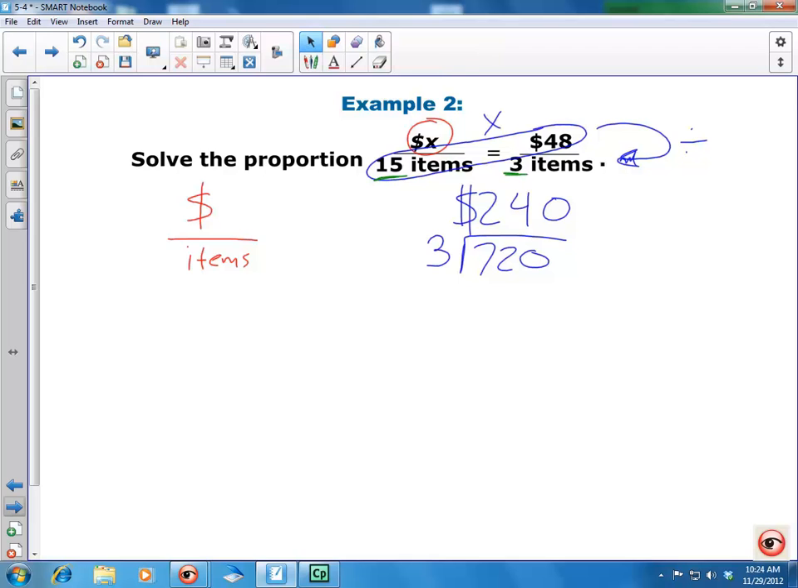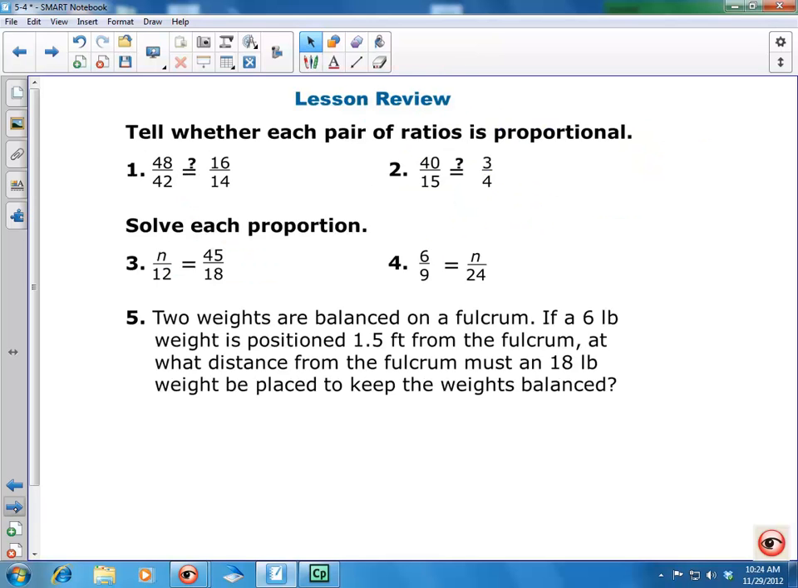Okay? It won't always be that easy now. But that's a good question, though, and a good observation. All right, let's take a look at our next one. Good. The review, number 1 right here.